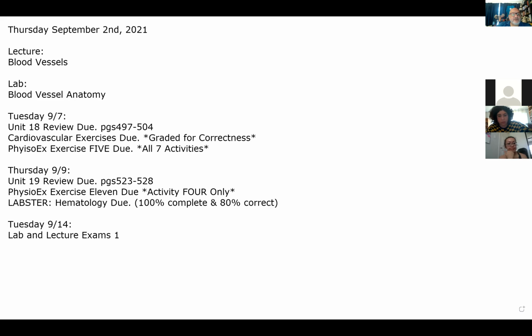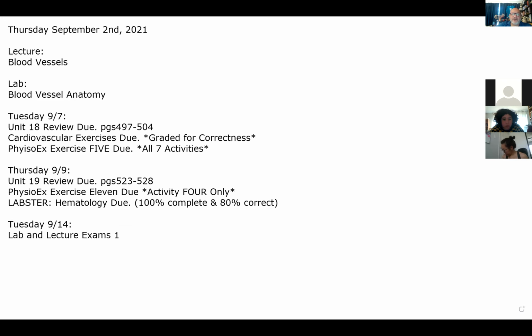And then lastly, also don't forget, on Tuesday, your cardiovascular exercise is due. And that's kind of what we were talking about with the blood vessel anatomy, where you're tracing drops of blood going from one place to another in the body and using those blood vessels for those driving directions. And again, that's really what it is.